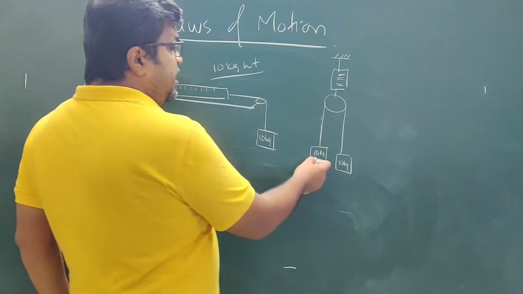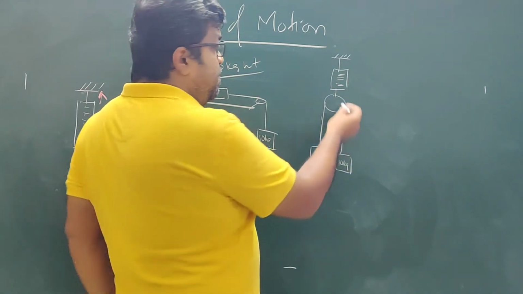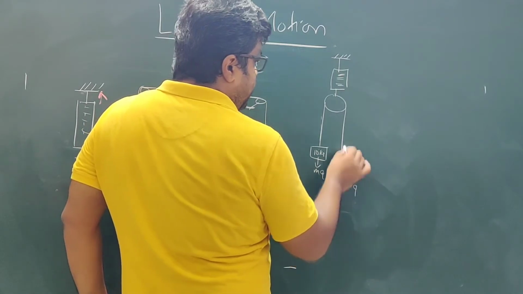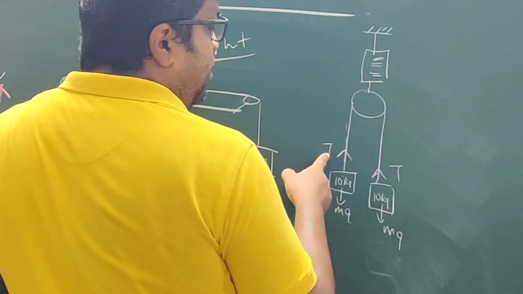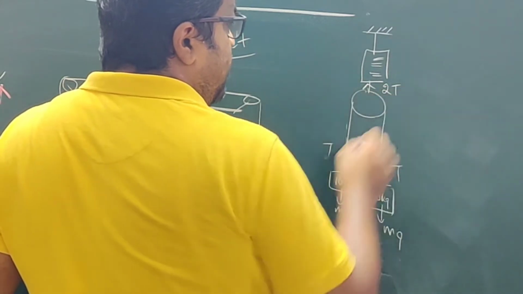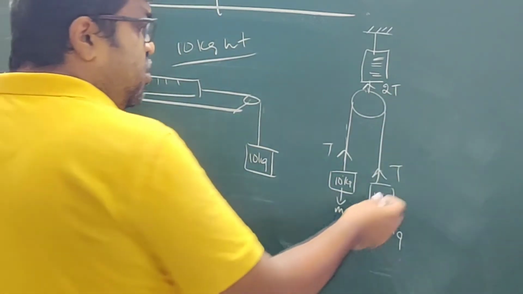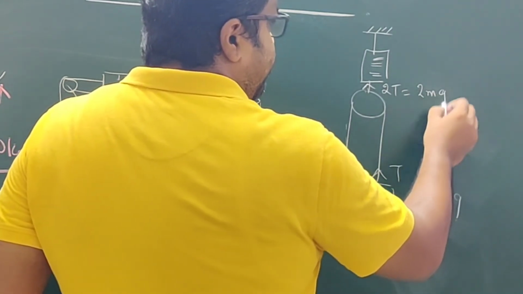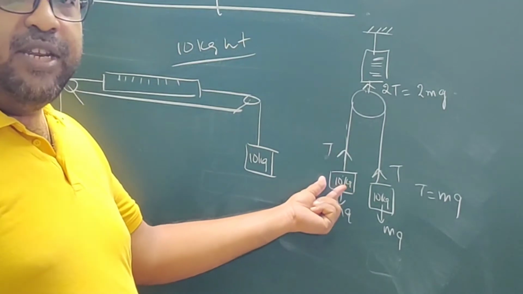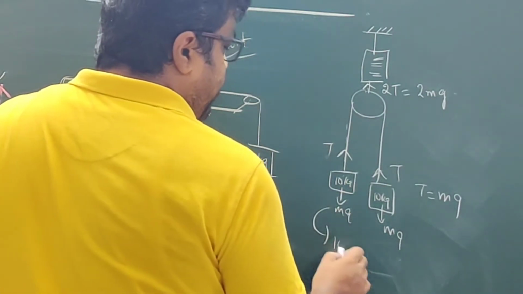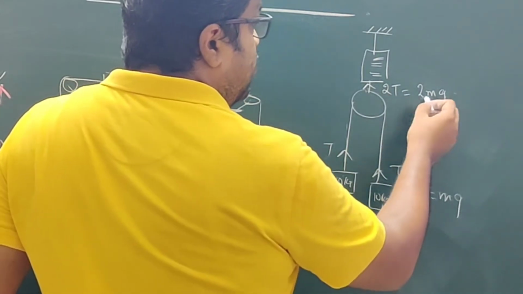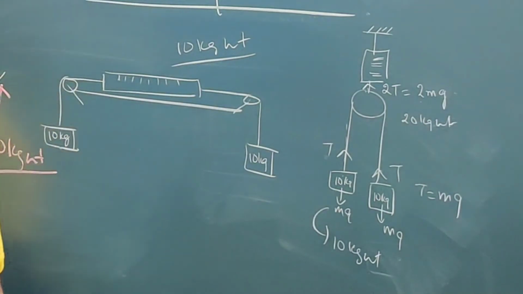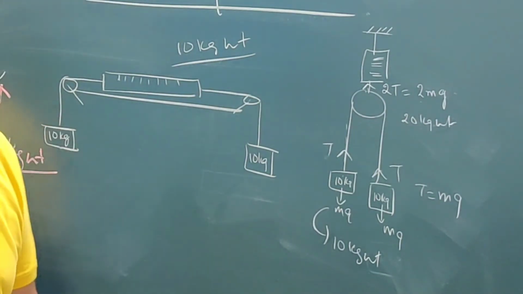Okay, so in this case, this is 10 kg, this is 10 kg. Suppose this is mg, this is mg, so this is T, this is T. Now if this is T and this is T, here the tension will be twice T. Now the system is in equilibrium, so T is equal to mg. So twice T is equal to how much? Twice mg. Correct? What is mg? This is 10 kg weight. So 2 mg means 20 kg weight. So this will record a reading of 20 kg weight. Okay, I hope these concepts are clear.